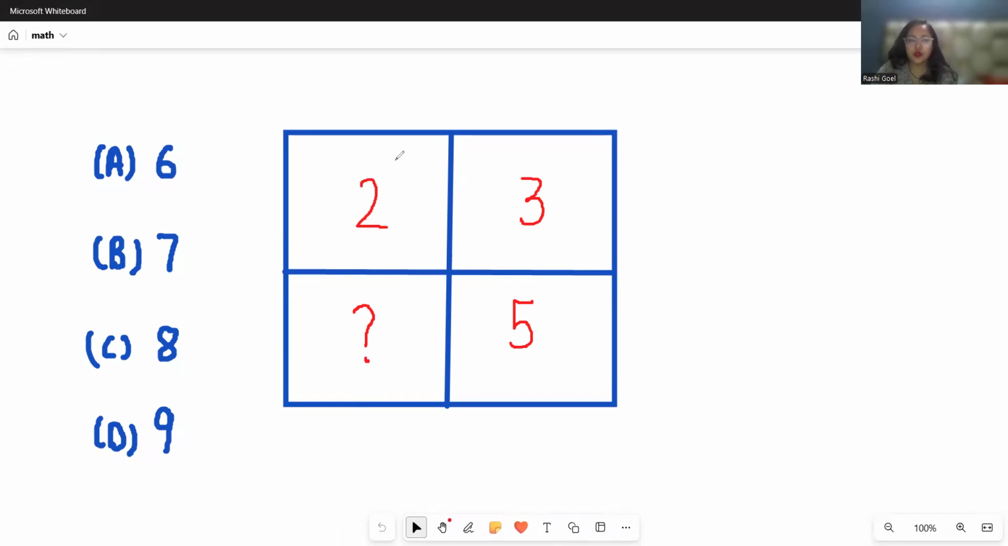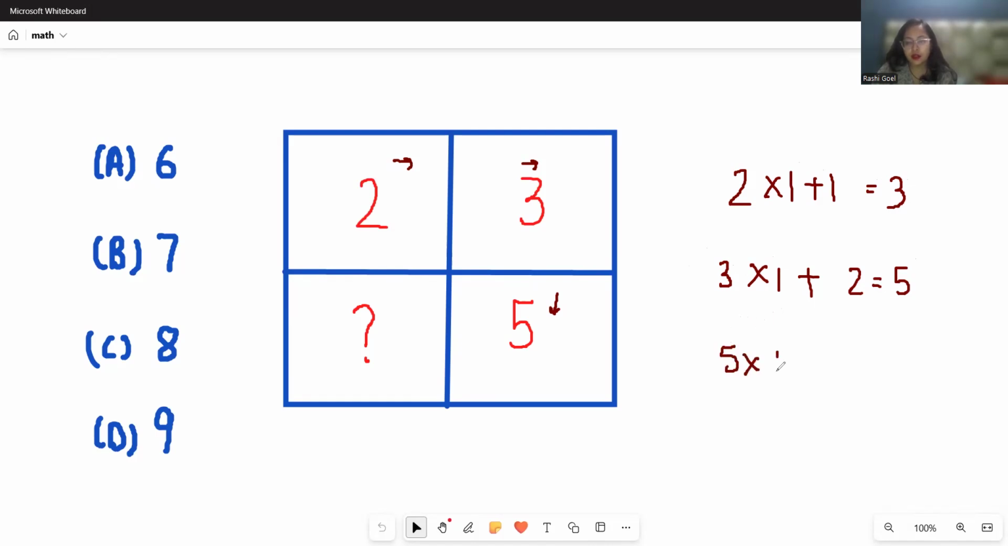So from 2 we reach 3, and from 3 we reach 5, and from 5, what replaces the question mark? So from 2 to 3, 2 times 1 plus 1 is 3. Now 3 times 1 plus 2 is 5. Then 5 times 1 plus 2 is 7. So what replaces the question mark? 7, which is option number B.